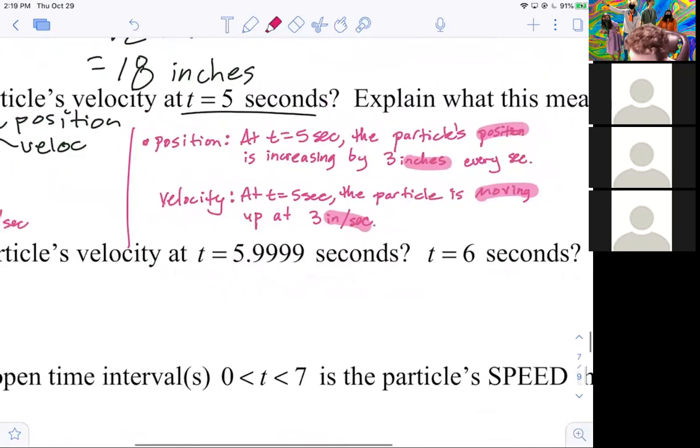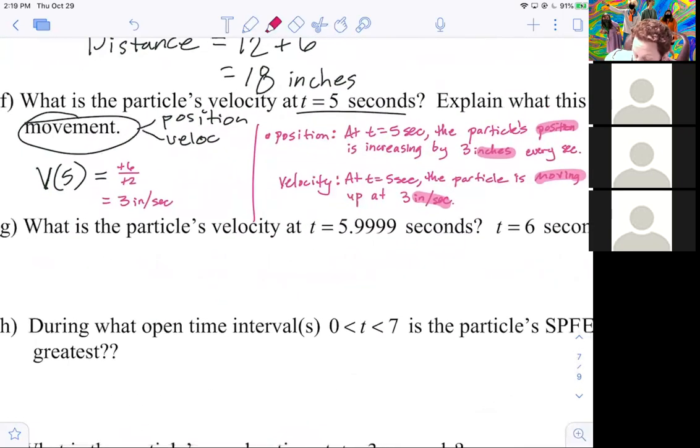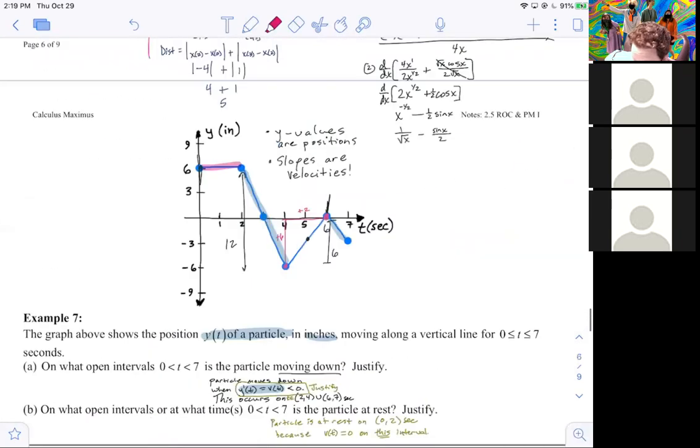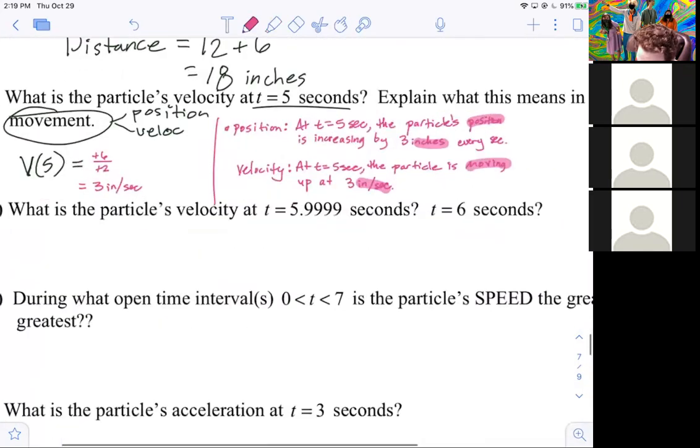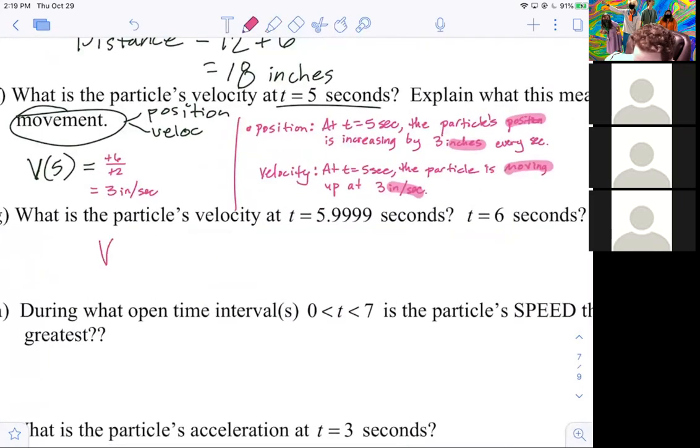Okay, what's the particle's velocity at 5.9999? Yeah, that's right. That's still on the same line segment, isn't it? So it should be the same as at 5. So all we have to do is say V of 5.9999 equals 3 inches per second.